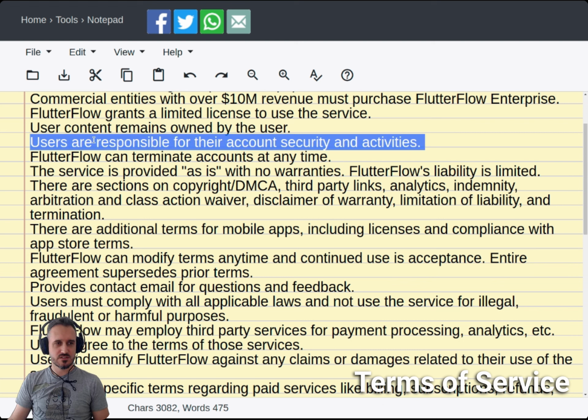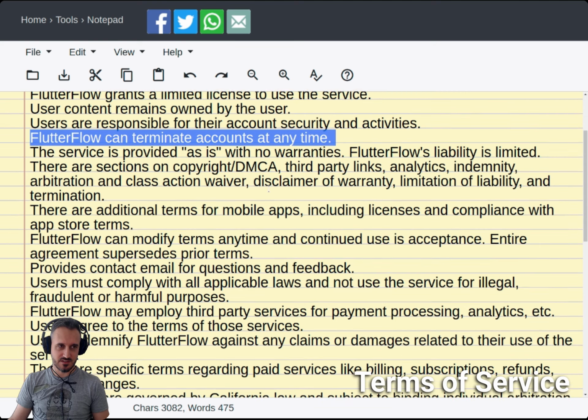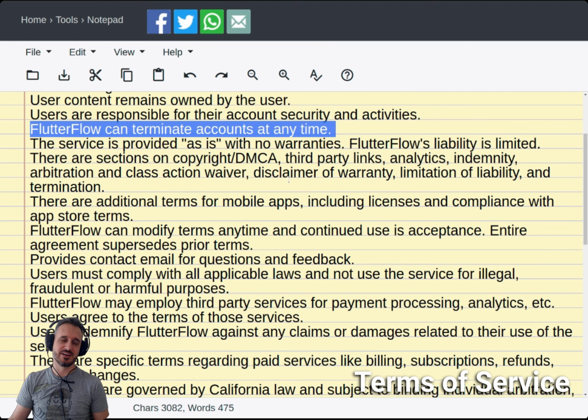Also, users are responsible for their account security and activities. And I think this is normal. I think this is in every single website. You're responsible to keep your password safe and secret, and not to give your password to other people that you don't want to.